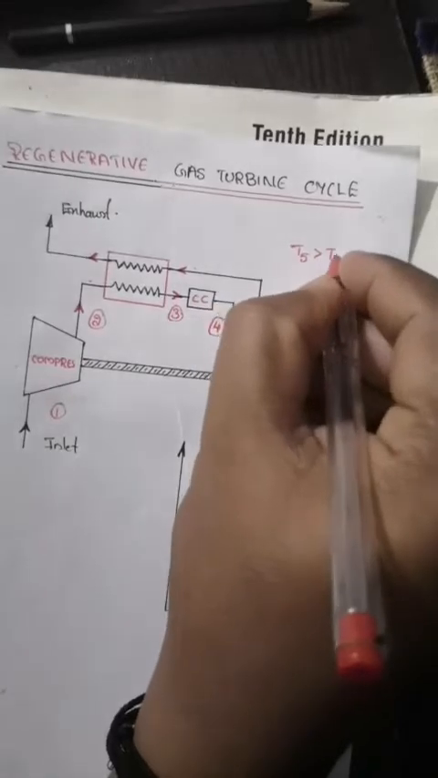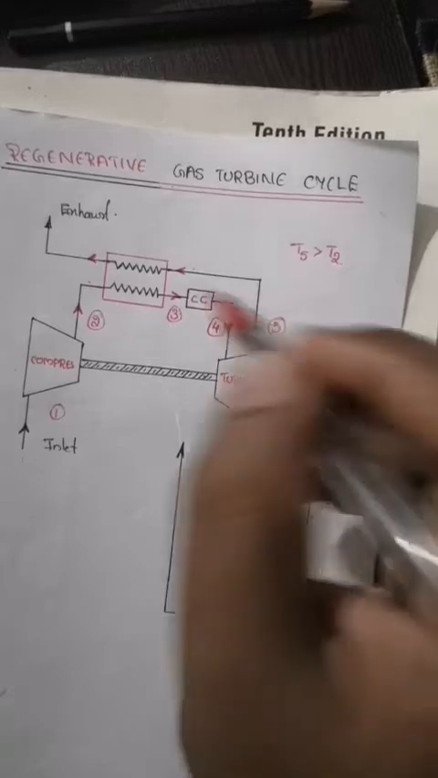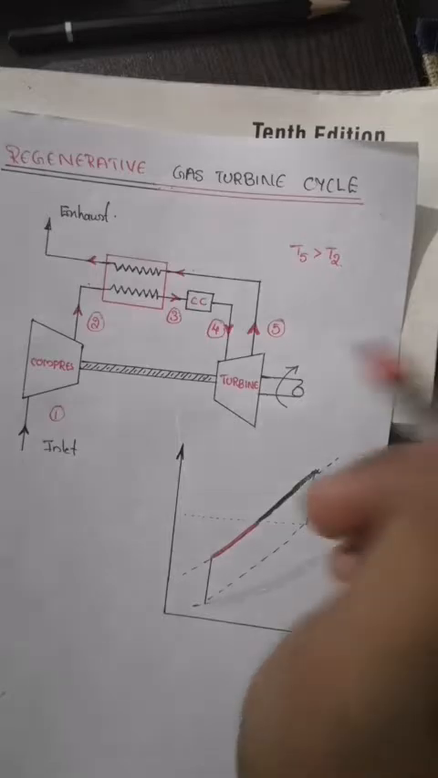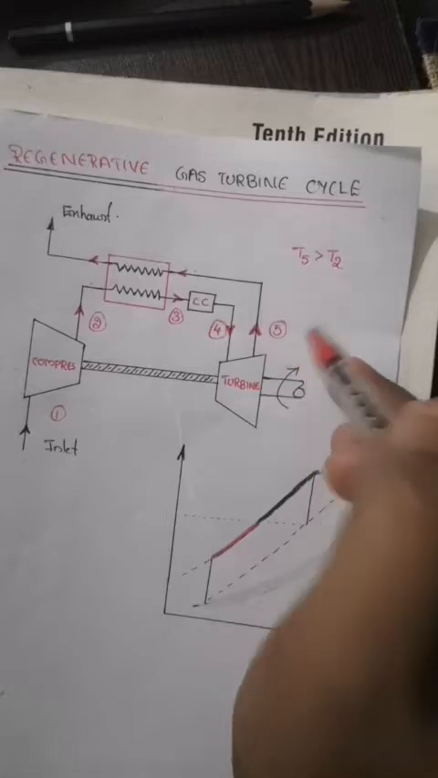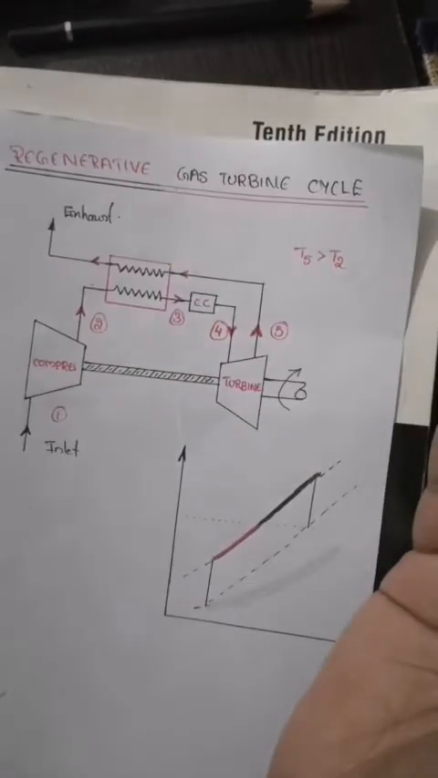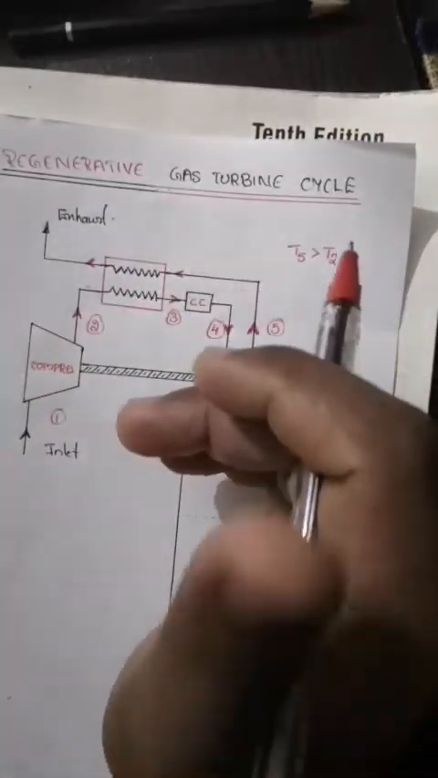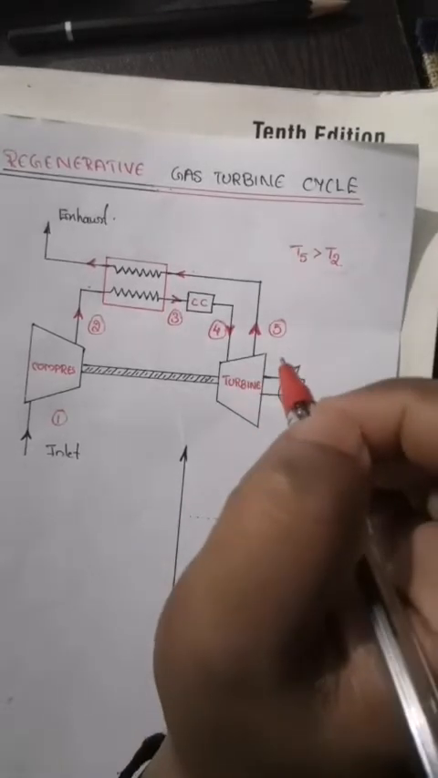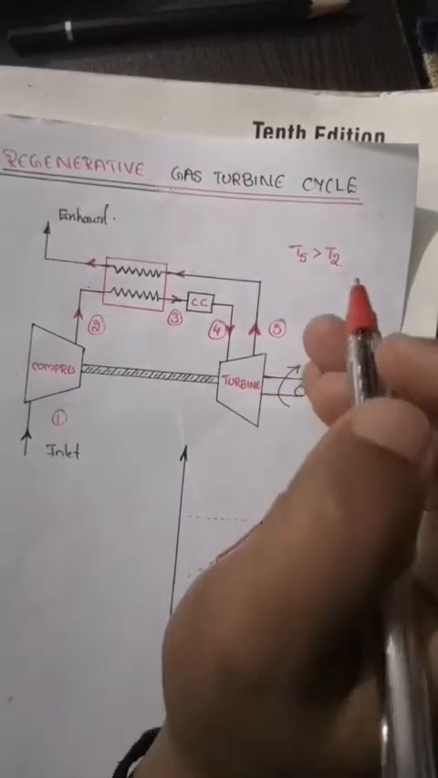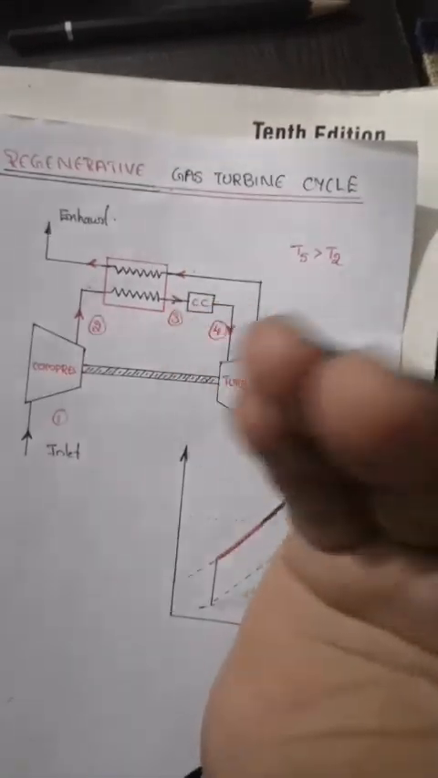T5 is greater than T2, then we can use this exhaust gas to preheat the air coming out at condition number 2. If T5 is greater than T2, then we can use this T5 temperature exhaust gas to preheat the compressed air coming at T2. For that we are using a heat exchanger, and this arrangement is called the regenerative gas turbine cycle. It is because the exhaust gas coming out of the turbine, we are regenerating a part of it to give a preheating to the cycle itself.